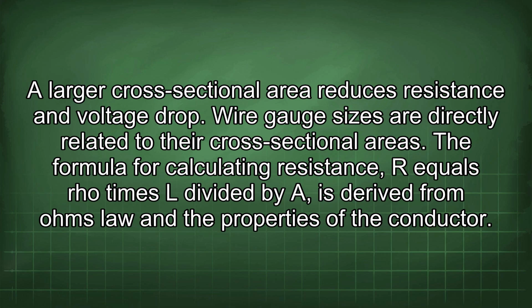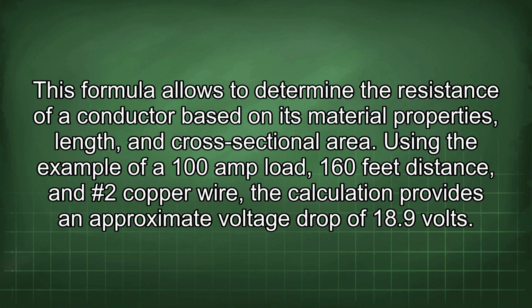The formula for calculating resistance, R equals rho times L divided by A, is derived from Ohm's law and the properties of the conductor. This formula allows us to determine the resistance of a conductor based on its material properties, length, and cross-sectional area. Using the example of a 100 amp load, 160 feet distance, and #2 copper wire, the calculation provides an approximate voltage drop of 18.9 volts.